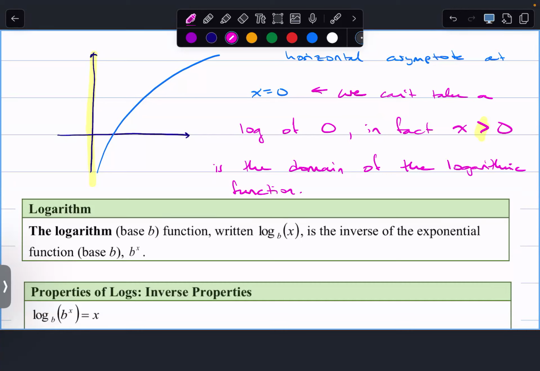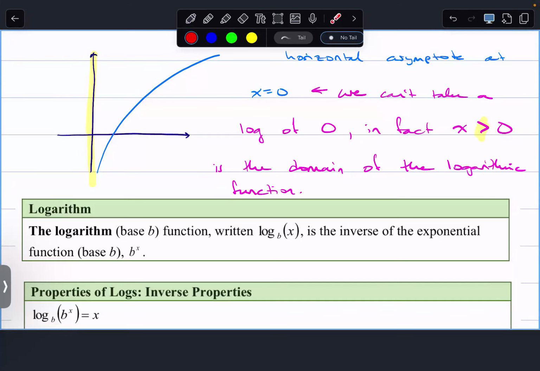That means we have to add it to our restrictions on our domains. We said, okay, I can't divide by 0. I can't take the square root of a negative number. And now the third one is I can't take the log of anything less than 0, in fact, not including 0. Or, x has to be greater than 0 in a log. So we have this new restriction on the domain of the logs.